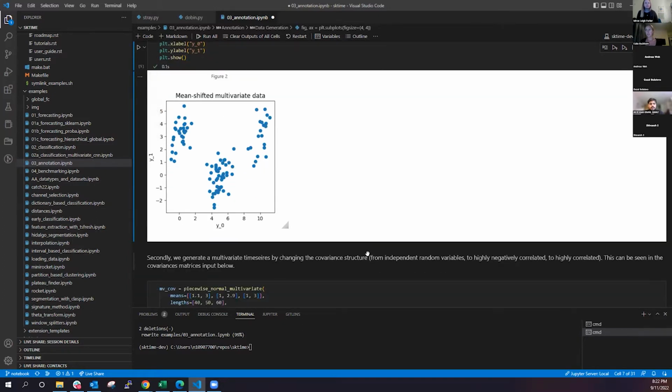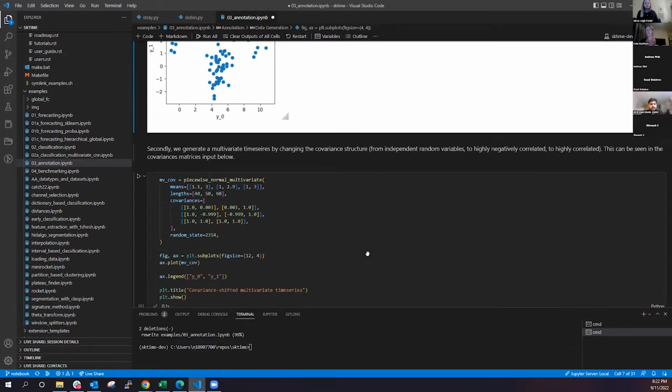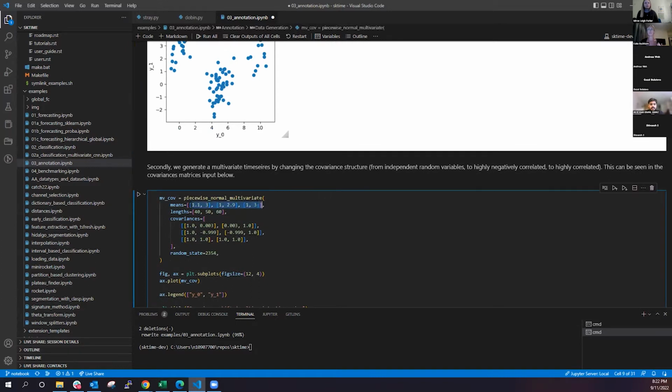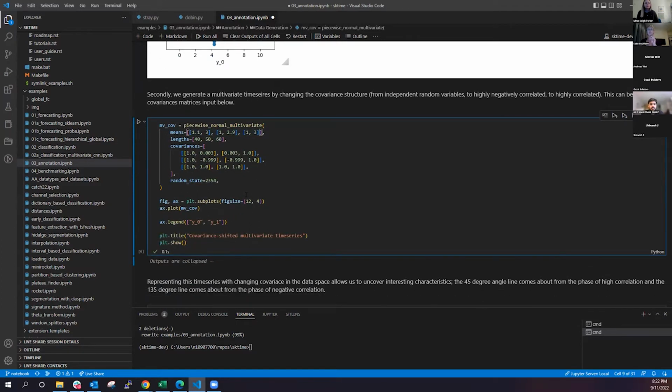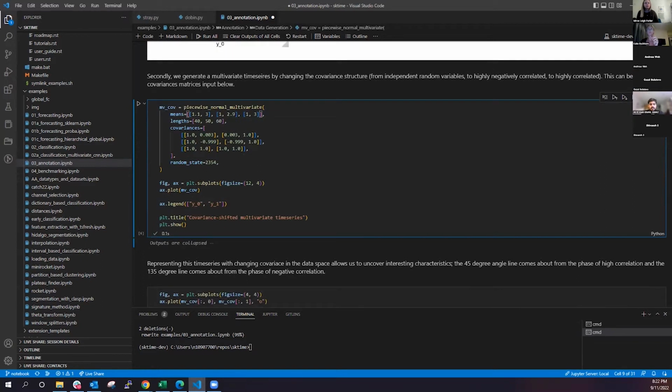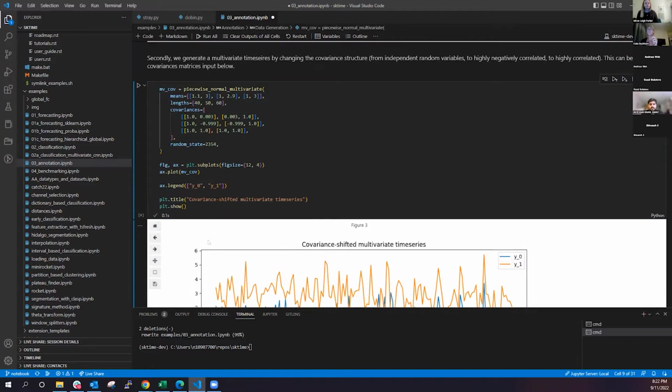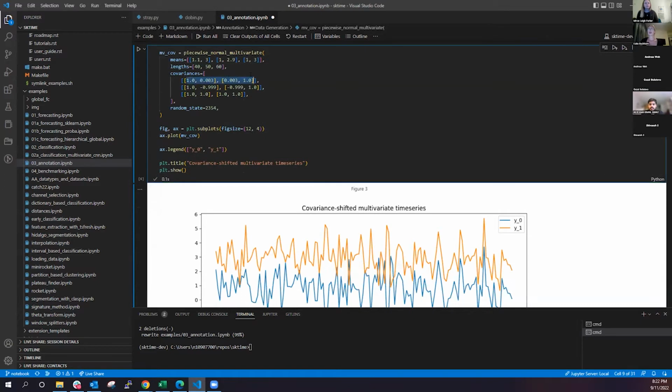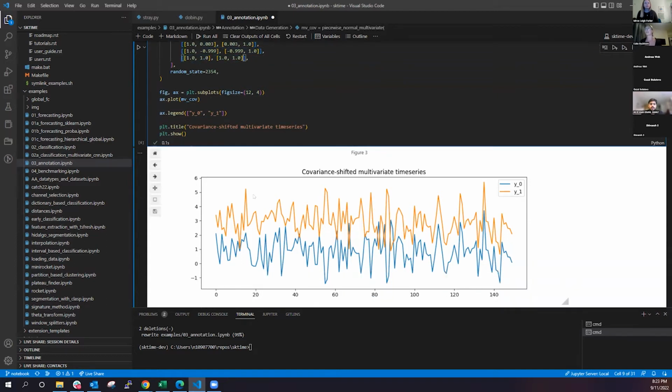We'll generate another time series, but this time, instead of changing the means, we'll keep them fairly constant and change the covariance structure. So we have two highly independent variables. Then in the second phase, we'll have highly negatively correlated variables, and then highly positively correlated variables. And we can see this here.